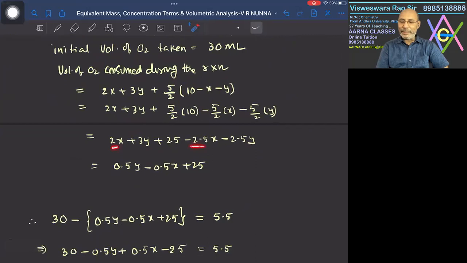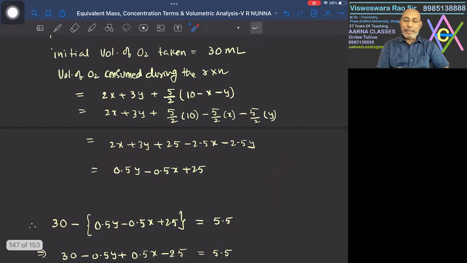2x minus 2.5x. So 2.5 subtracted from 2, that means 0.5, and because this is having the negative, you will get minus 0.5x. 3y minus 2.5y: from the 3, 2.5 subtracted, you will get 0.5, and the bigger number is having positive, so you will get plus 0.5y. The remaining is 25.